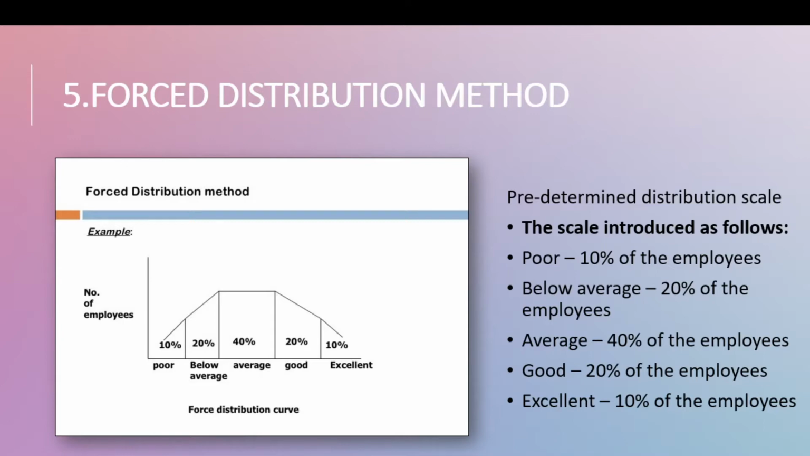In this method, employees are appraised on the basis of a predetermined distribution scale. The scale is as follows: poor, 10% of the employees; below average, 20%; average, 40%; good, 20%; excellent, 10%.